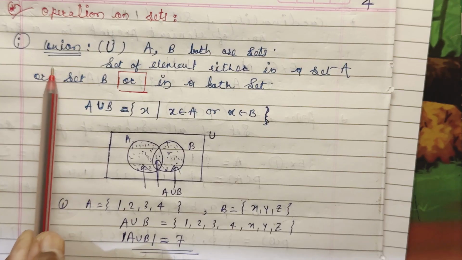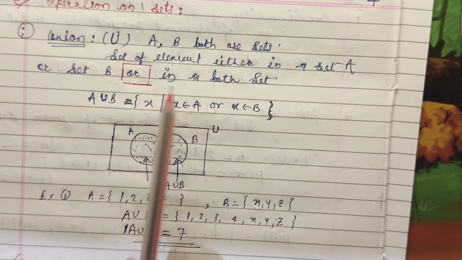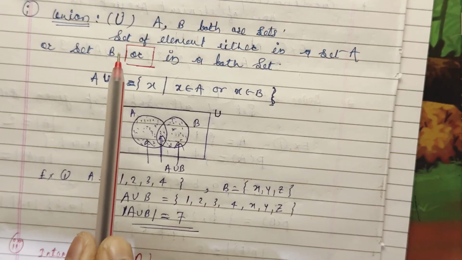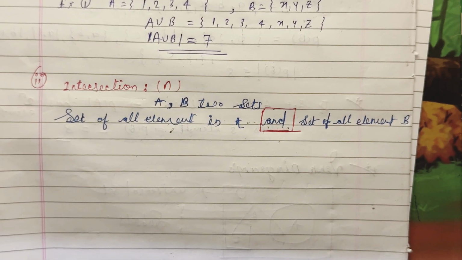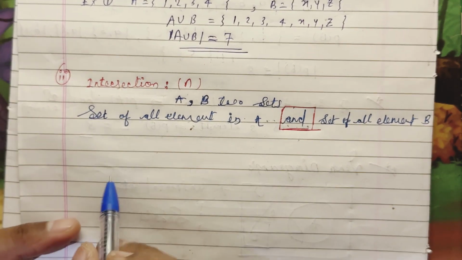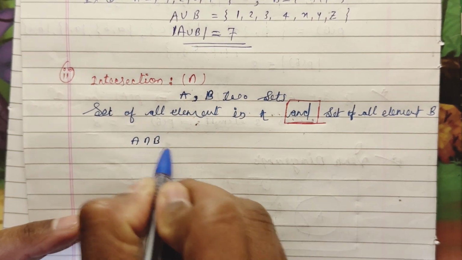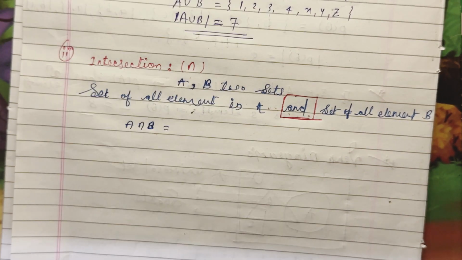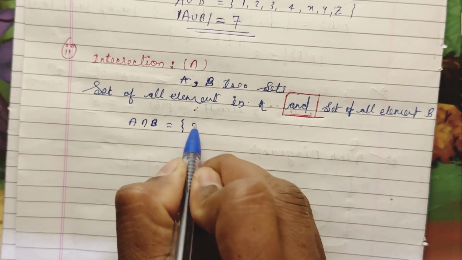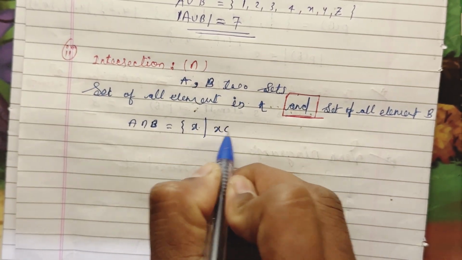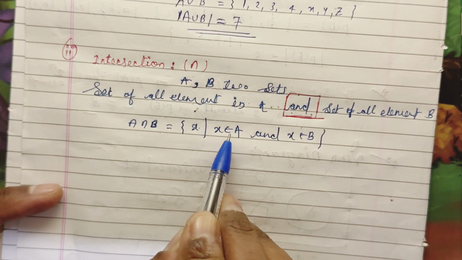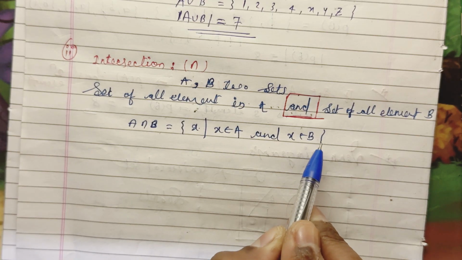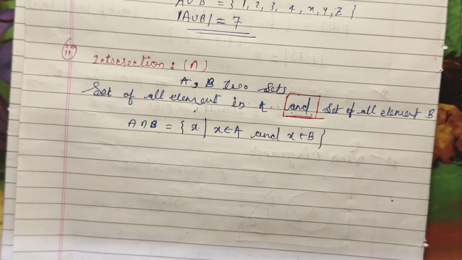And for the union, it is the set of all elements from A or from B. So OR is the important word here. Union means OR, intersection means AND. These are the words we use here. We write the intersection between two sets as A intersection B. In set builder form, we write x such that x belongs to A and x belongs to B. That means x should be part of A and x should be part of B. Then we take it as their intersection.